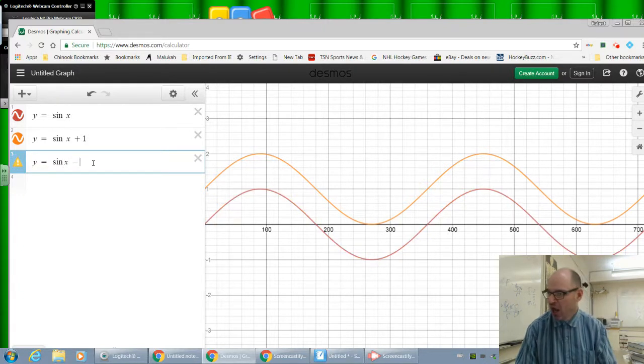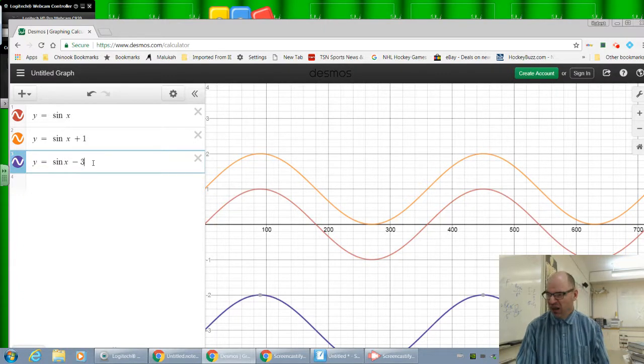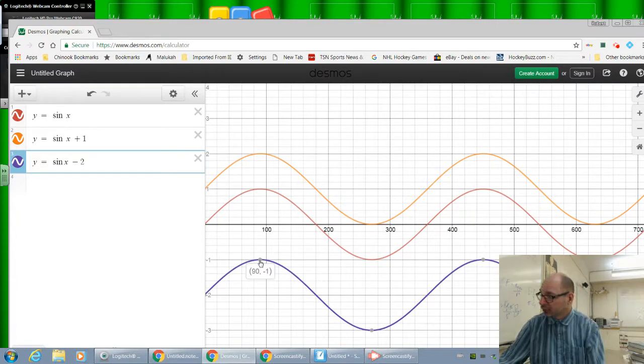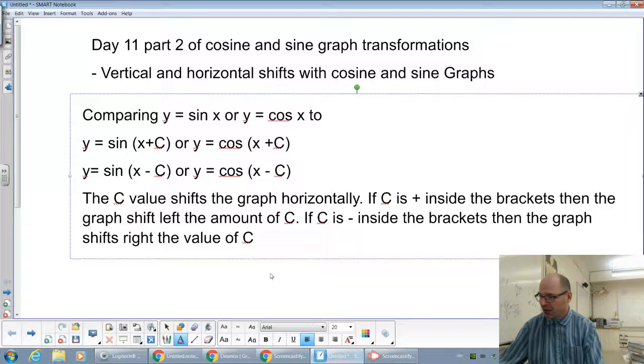So minus 3. Oh, sorry, let's go minus 2 so we can see the whole thing. Okay, so that's shifted down 2. Rather than being there, 1, 2, it's right there. It's at negative 1 rather than positive 1. Okay, so that is the vertical shift that happens. Pretty straightforward. So let's go back to our notes and summarize that one here.